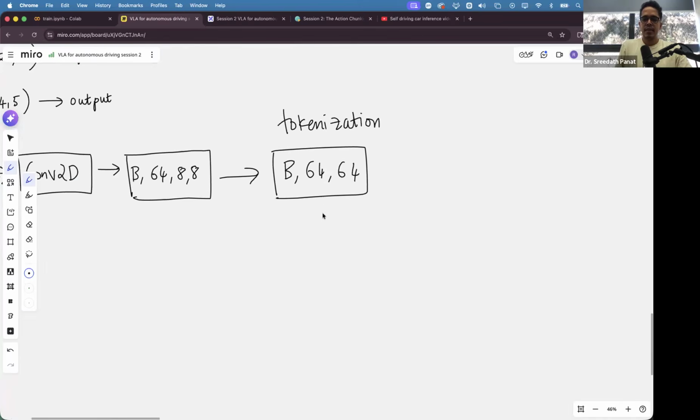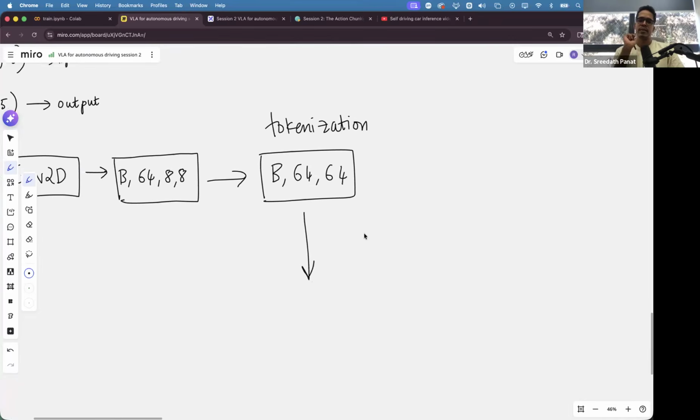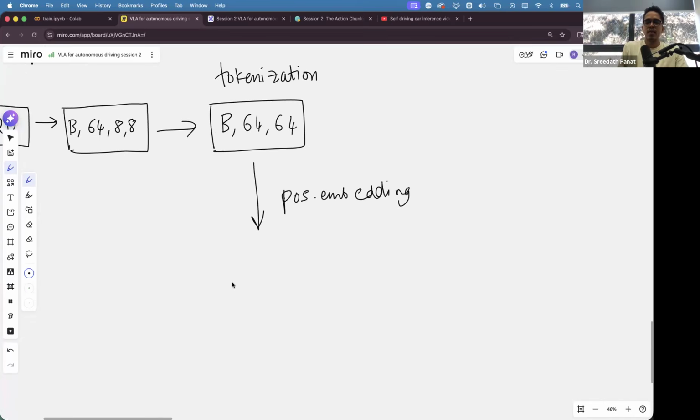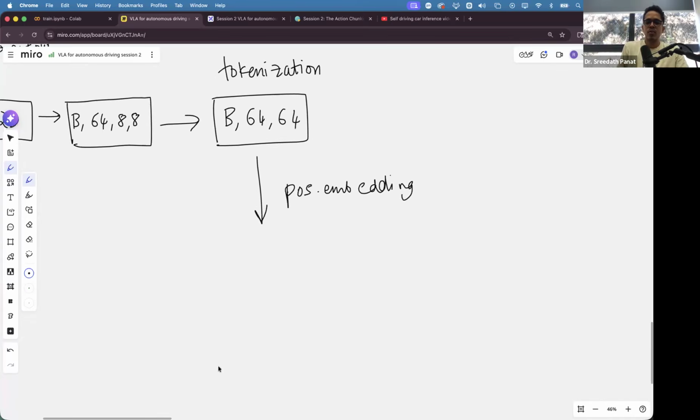Now, what is typically done in a transformer after tokenization? To tokens, you add something, right? You can add a position embedding. Of course, encoding, but at the end of the day, position embedding is added so that the position information is there in the tokens. And then finally, the encoded tokens are sent into a transformer encoder.